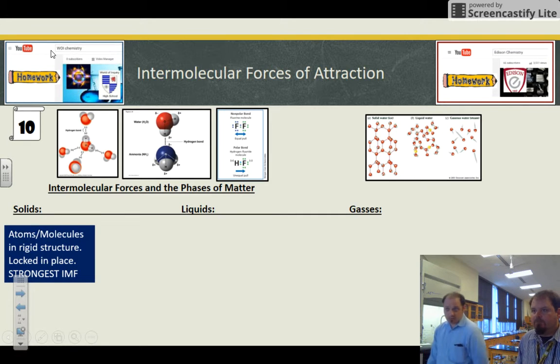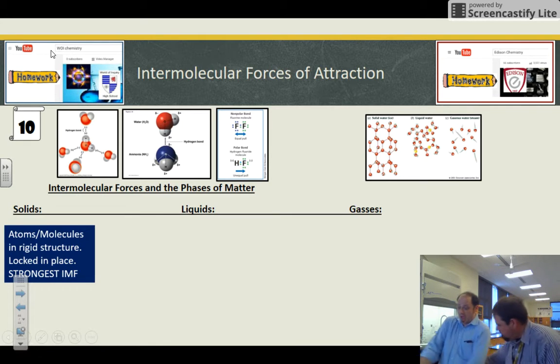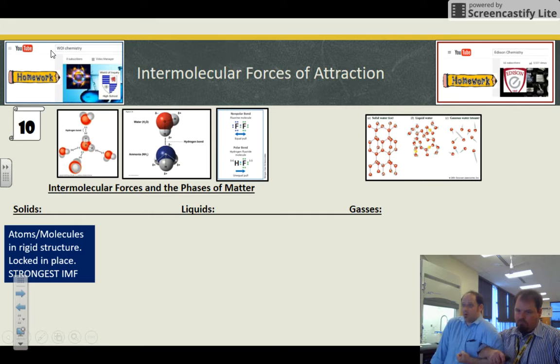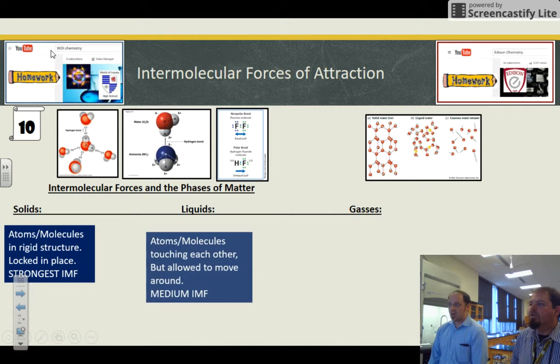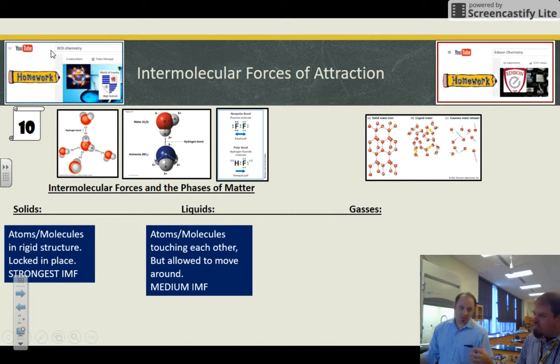So in solids, they've got to be super strong. Very strong intermolecular forces. They're locked in. The atoms are stuck together. They don't want to move. I ain't moving. You're going to put a lot of energy in me to get me to be a liquid and then a gas.